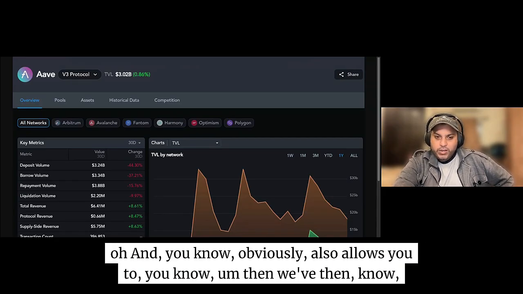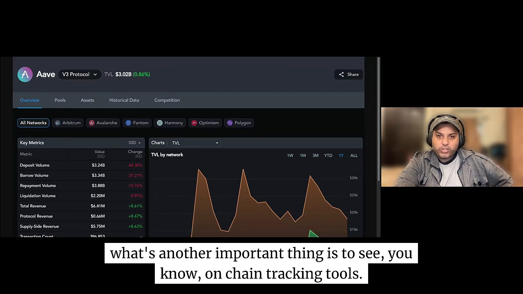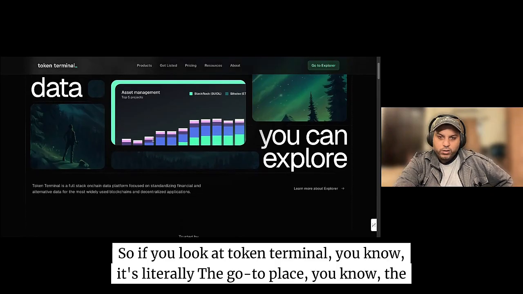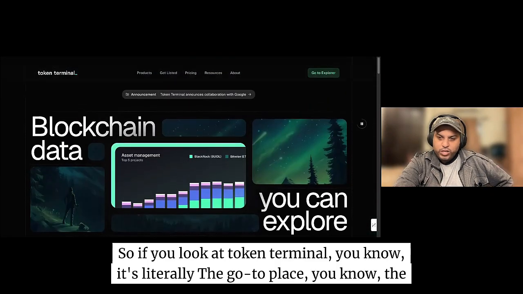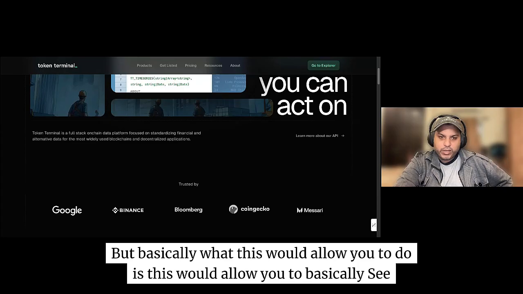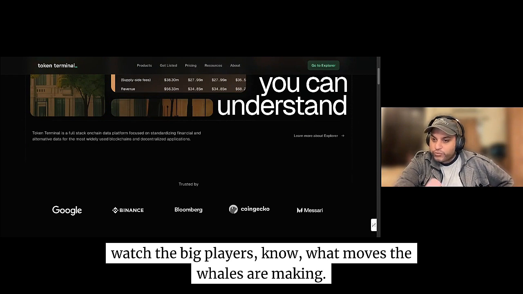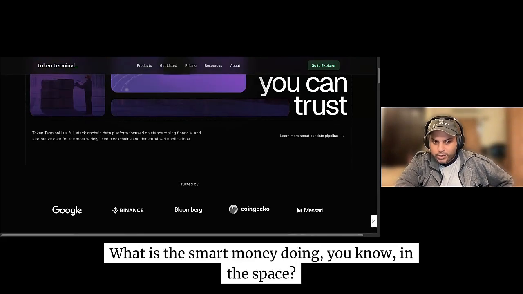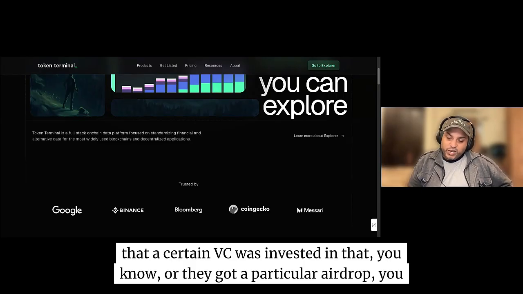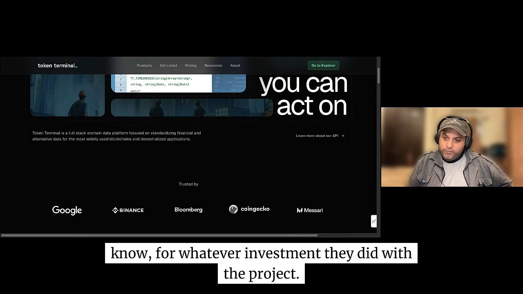Another important thing is to see on-chain tracking tools, and that's where things like Token Terminal come into play. If you look at Token Terminal, it's literally the go-to place. There's a free account and a paid account, of course, and we'll talk about this further. But basically, this allows you to watch the big players. What moves are the whales making? What is the smart money doing in the space? VC, venture capital wallets. Let's say a project that you liked, you knew that a certain VC was invested in it, or they got a particular airdrop for whatever investment they did with the project.